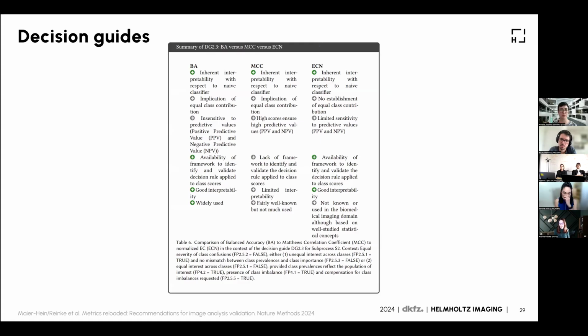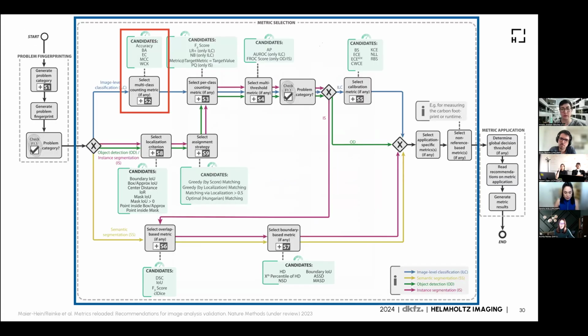For example, the balanced accuracy is a metric that is good to interpret and widely used. Perhaps that's important to you. Or perhaps it's not so great that a metric like MCC is not so easy to understand. And this is why you decide for balanced accuracy. So these decision guides help you understand your problem, and then based on your very specific use case, you can decide which metric is the most suitable.